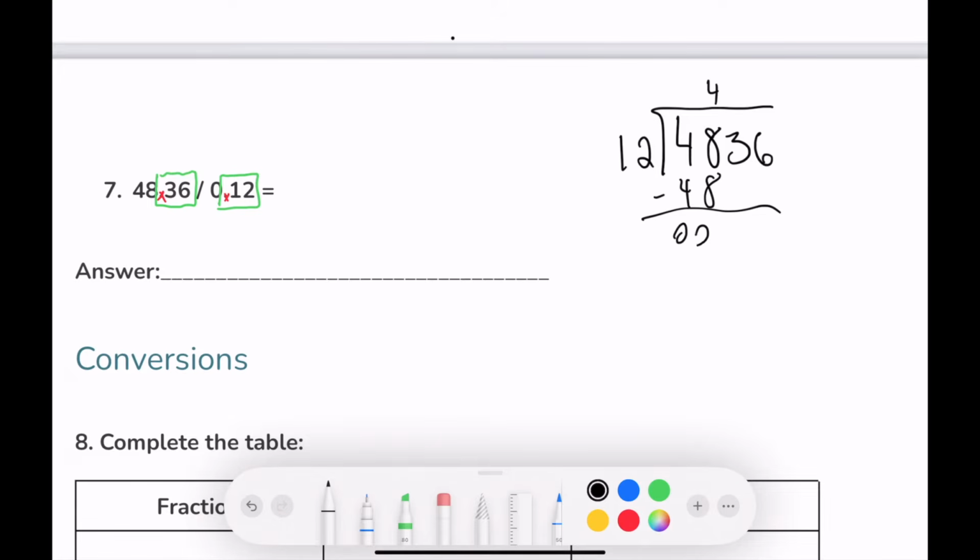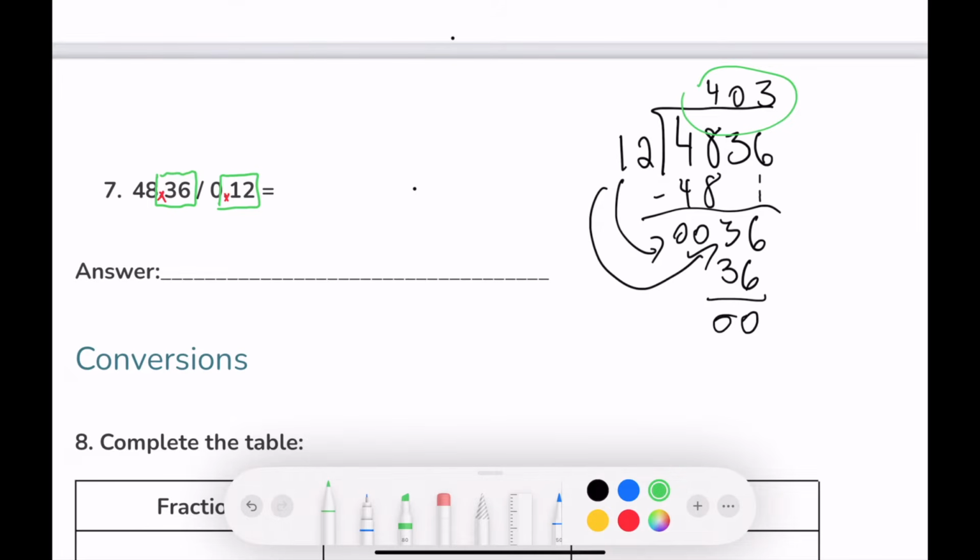Let's subtract 0, 0, bring the 3 down. 12 doesn't go into 3, so add the placeholder of 0. Bring this 6 down. Now we have 36. 12 does go into 36. I'm sorry about all this, this is chicken scratch right here. Let me write that nice. There we go. 12 does go into 36. Again, 12, 24, 36, that's 3 times. 3, 6, 0, 0, and our quotient is 403.